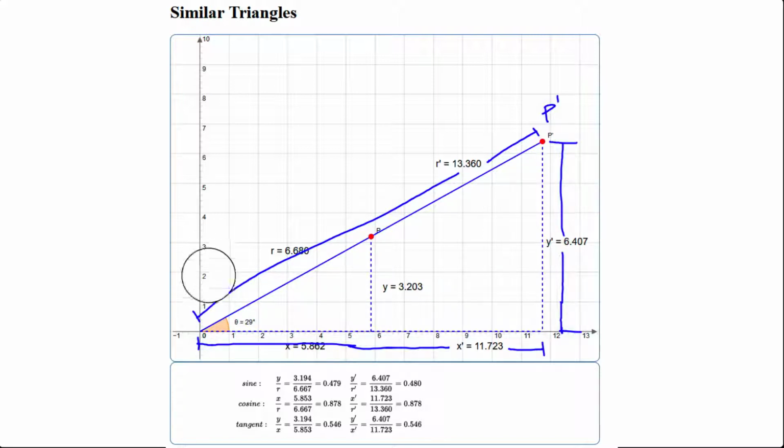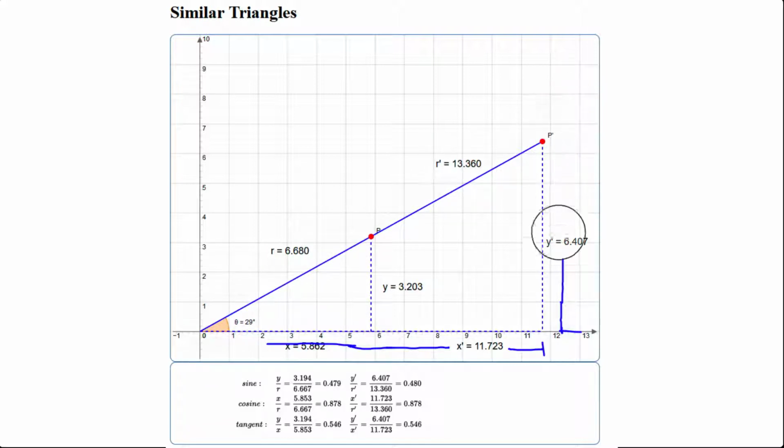So I have the side lengths of each of these two triangles in question. What I want you to notice is the values of the sine. This says y over r, so this is the triangle based off of point P, and this is y prime over r prime, so this is the bigger triangle based off of point P prime. Notice how they're basically the same.